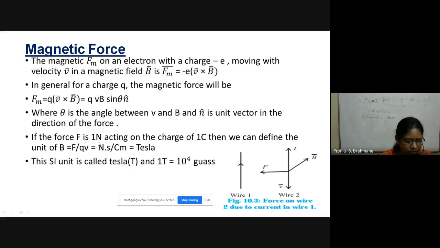If the force F is 1 N acting on a charge of 1 coulomb, then we can define the unit of B, which is equal to F upon qv. From the equation Fm upon qv, if we take sin theta as 90, then B is equal to F upon qv. The unit of F is N, q is C, and the velocity is meters per second. So this is called Tesla. This SI unit is called Tesla, T, and 1 Tesla is equal to 10 raised to 4 Gauss.